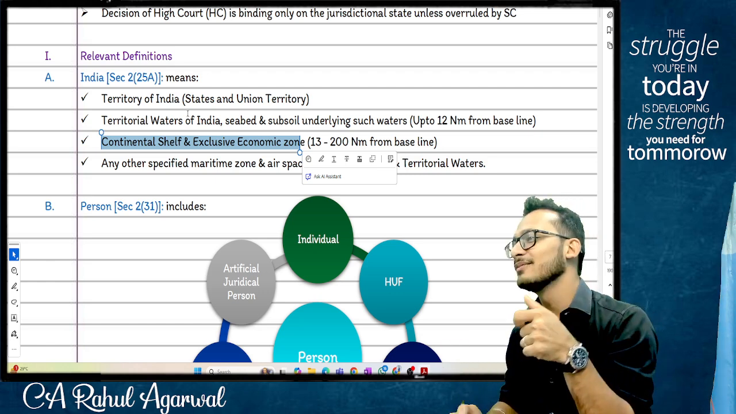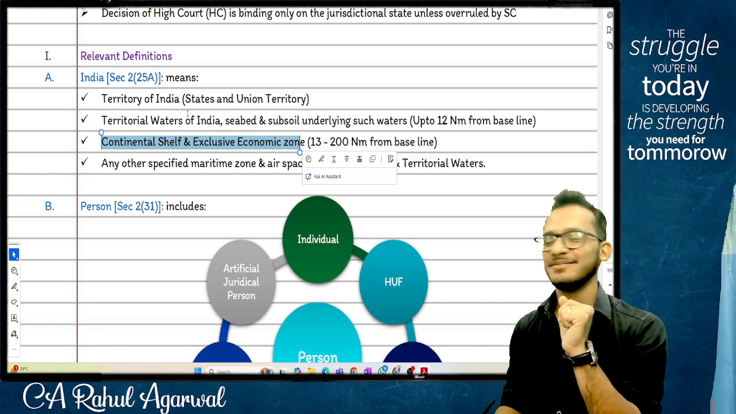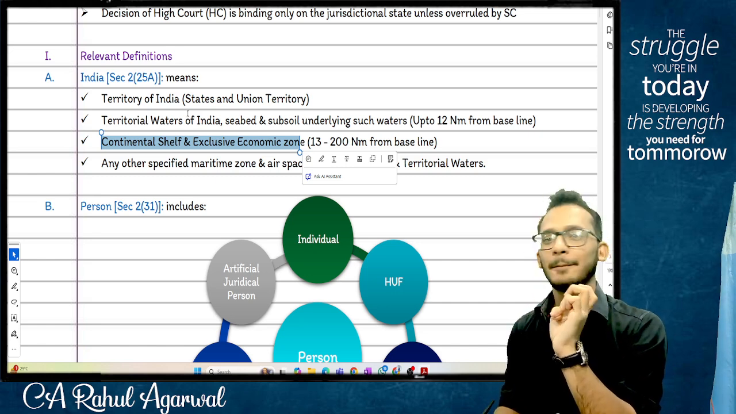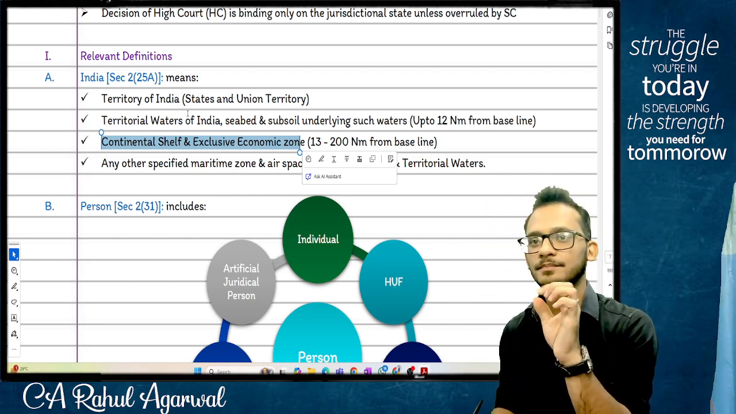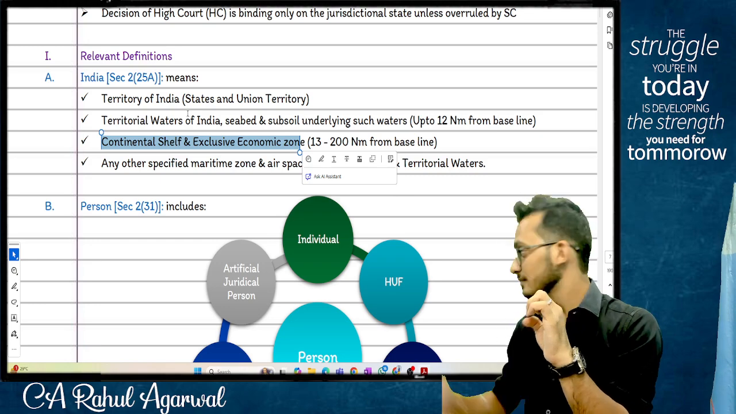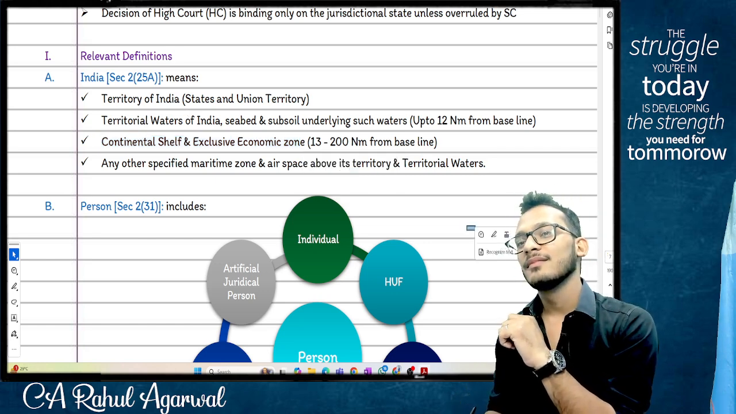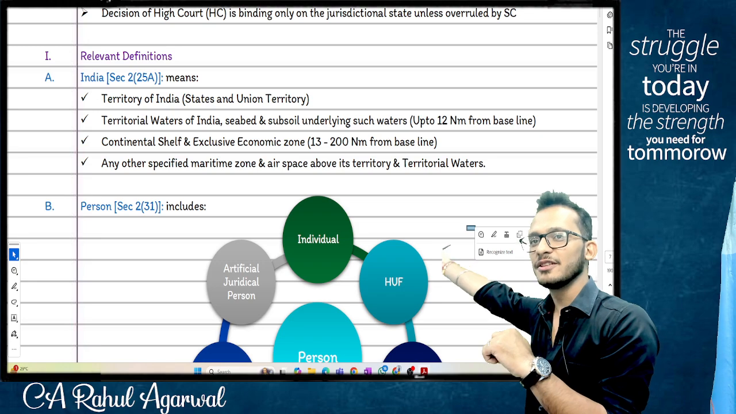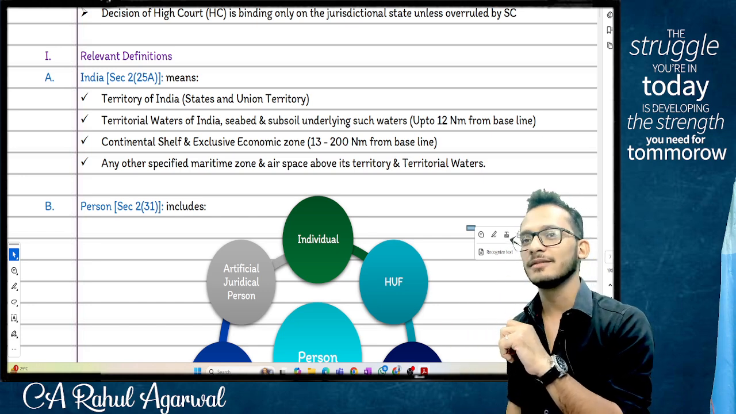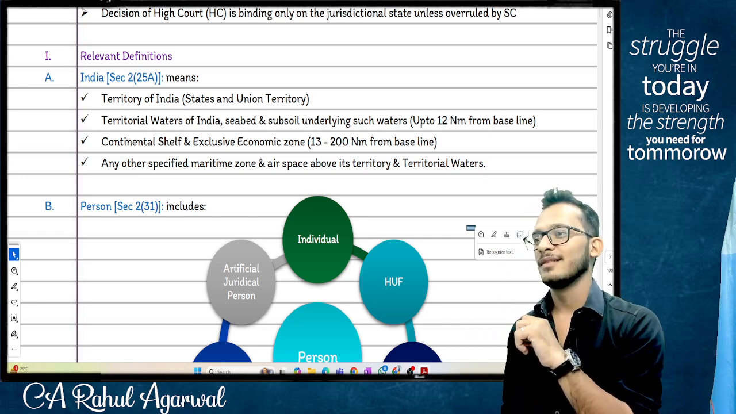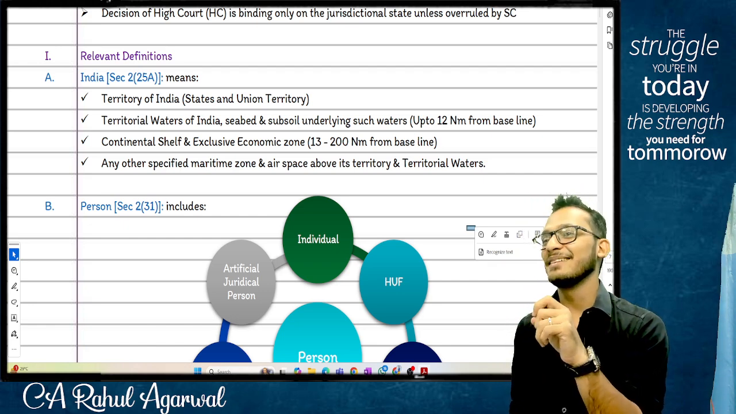Which means it's a part of the Constitution of India. This is the definition. The Constitution of India's definition is this definition I'm saying. Keeping this definition in mind, tell me, are you covered, not covered?